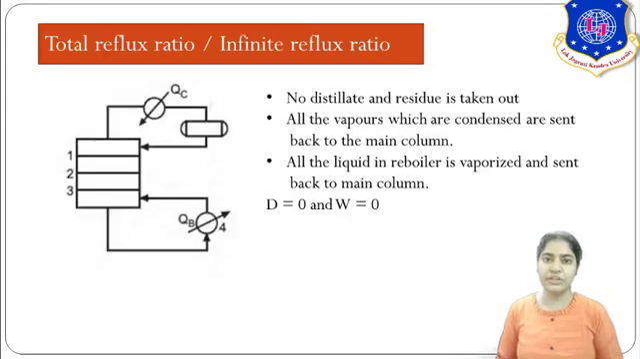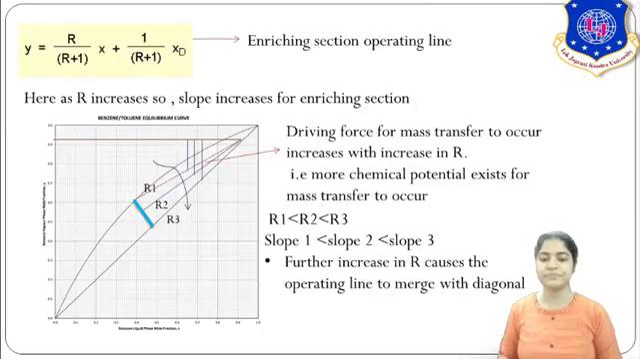So let's start with total reflux ratio. Here from the figure you can see that the top product and bottom product taken out are zero. It means for the top, all your vapors are condensed and all your liquid is sent back to the main column. Whereas for the bottom product, all of your liquid is taken out, vaporized and again sent back to the column. It means you are taking out your product as zero, no distillate and no residue is taken out. So that is the condition of your total reflux.